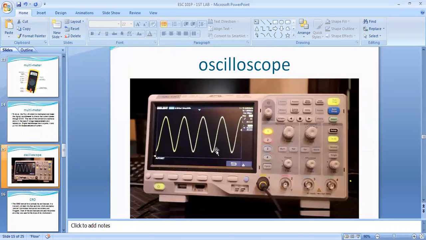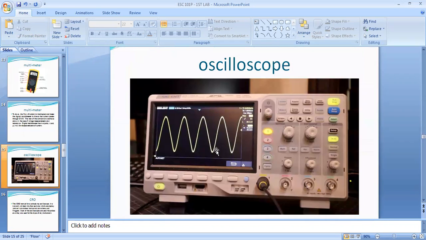Now this is also a very useful measuring instrument. We call it an oscilloscope; we can call it a DSO, or a CRO. We call this the DSO, digital storage oscilloscope. Why are we calling it a digital storage oscilloscope? You can clearly see on the screen of the DSO a signal, like a sine wave.